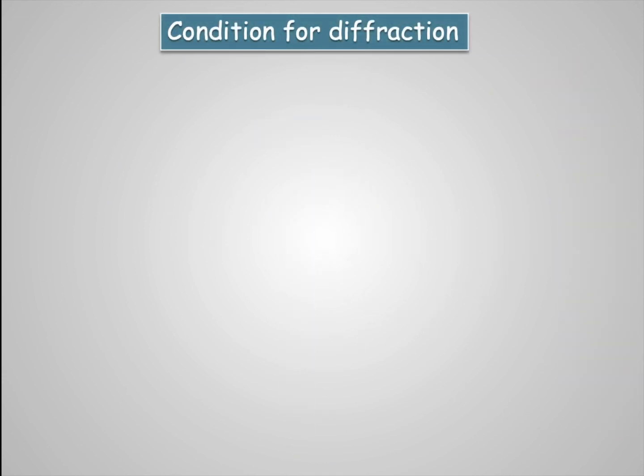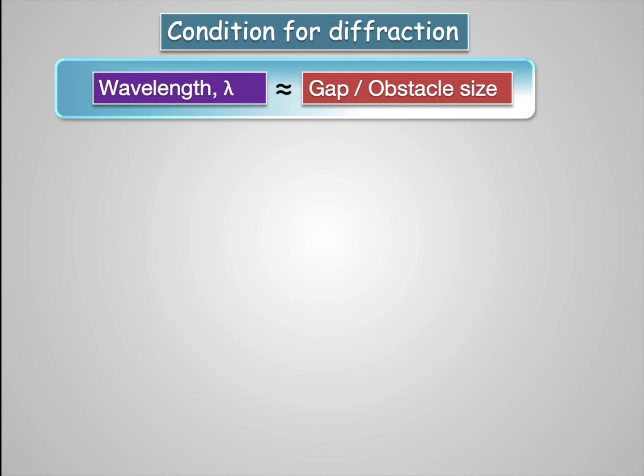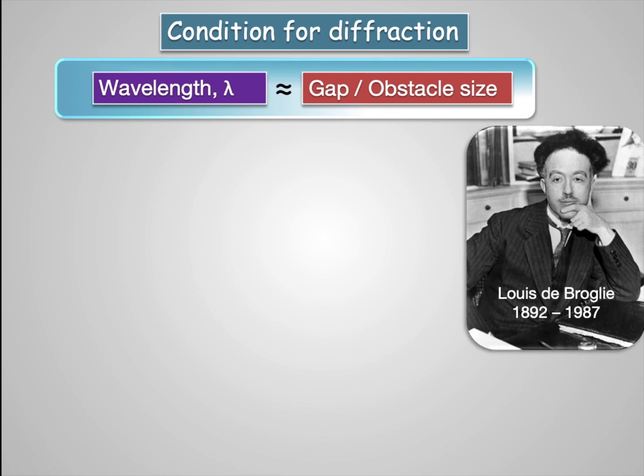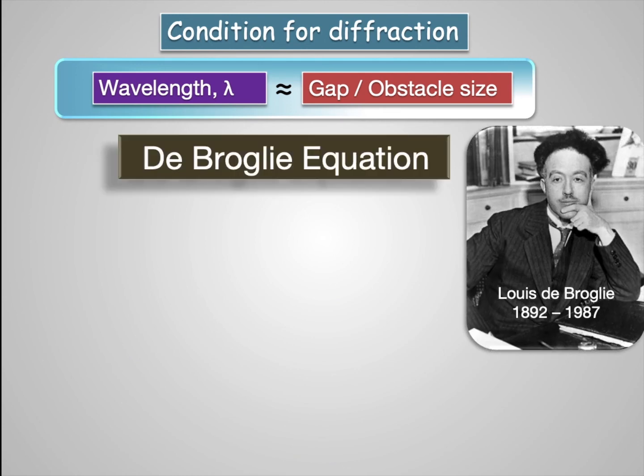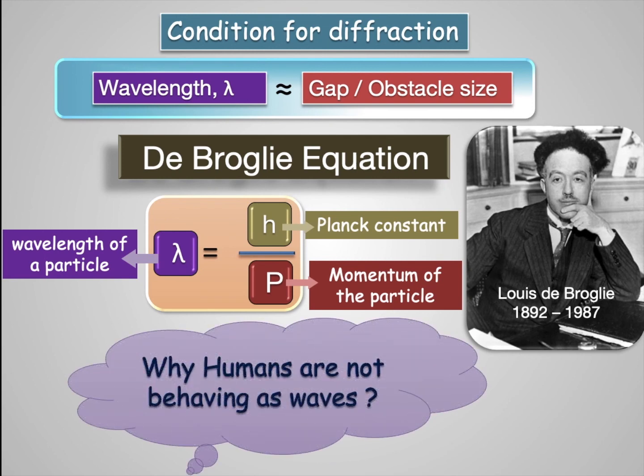So let's see why electrons do that. Why not human beings? We have already learned in the wave topic that there is a condition for diffraction: the wavelength and the gap should match. Now, does an electron have a wavelength? Do we have wavelengths? Yes. Louis de Broglie explained that every object will have a wavelength. Even a particle can have a wavelength, which can be calculated using this equation, where h is the same Planck's constant you have seen just now and p is the momentum. Momentum means mass times velocity. So any particle which is moving will have a wavelength. You can even calculate your own wavelength.